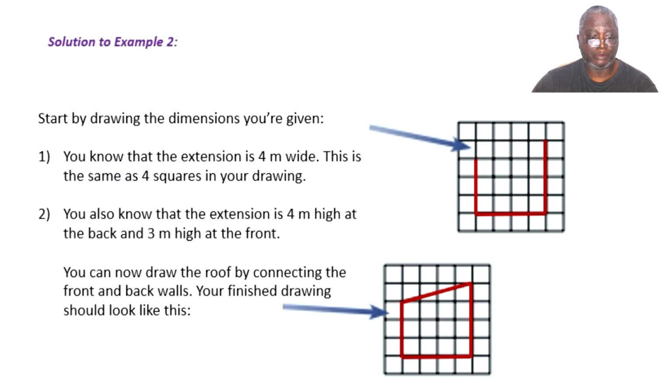So, how do we solve the problem? Start by drawing the dimensions you're given. You note that the extension is 4 meters wide. This is the same as 4 squares in your drawing. Secondly, you also know that the extension is 4 meters high at the back and 3 meters high at the front. You can now draw the roof by connecting the front and the back walls. Your finished drawing should look like this one on the lower right.